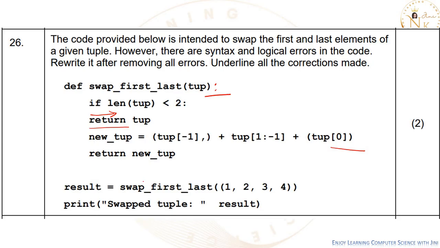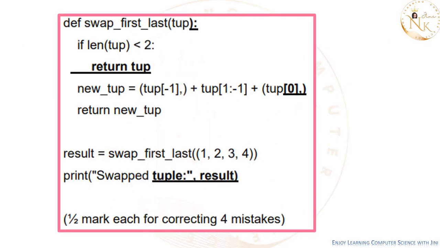Now result is equal to swap first last. This is correct. Print swapped tuple. After double quotes, when you are writing the variable, there should be a comma. So here also. So 1, 2, 3, 4 errors. So you have to rewrite the correct program and underline the errors. Okay. So rewrite the correct program and underline the errors. Half mark for each mistake you are correcting.